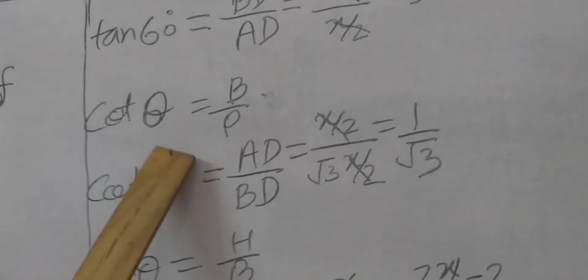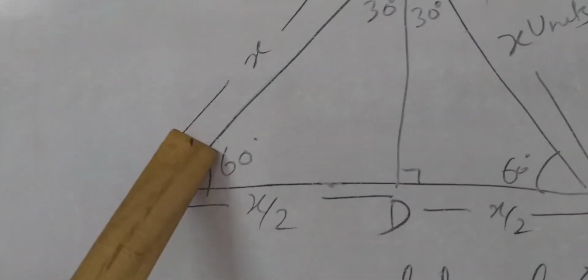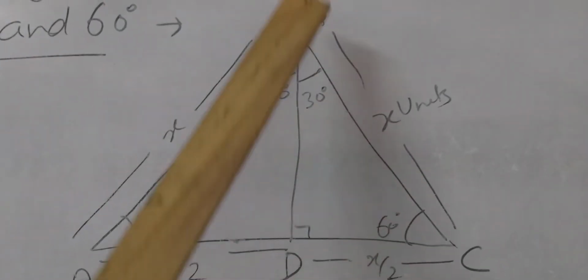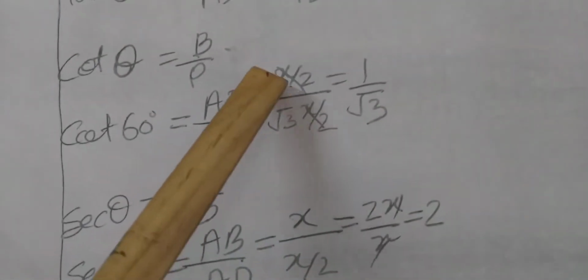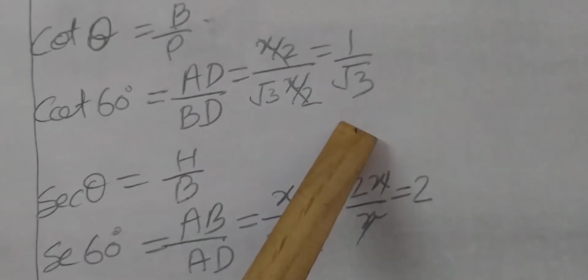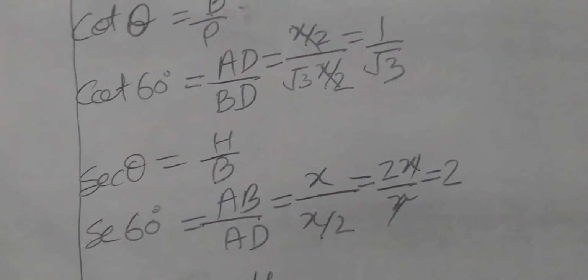Now students, cot theta equals B upon P. So for the 60 degree angle, cot 60 is B upon P. B is AD, perpendicular is BD. So AD upon BD. AD is x by 2, BD is root 3x by 2. The x by 2 cancels, giving 1 upon root 3. The value of cot 60 is 1 upon root 3.